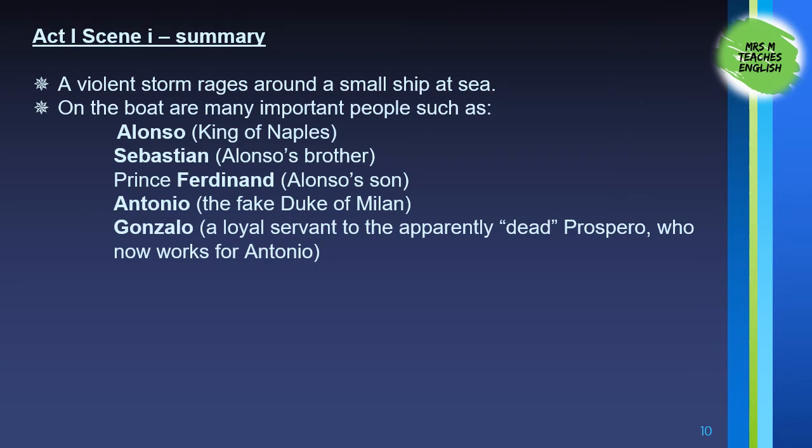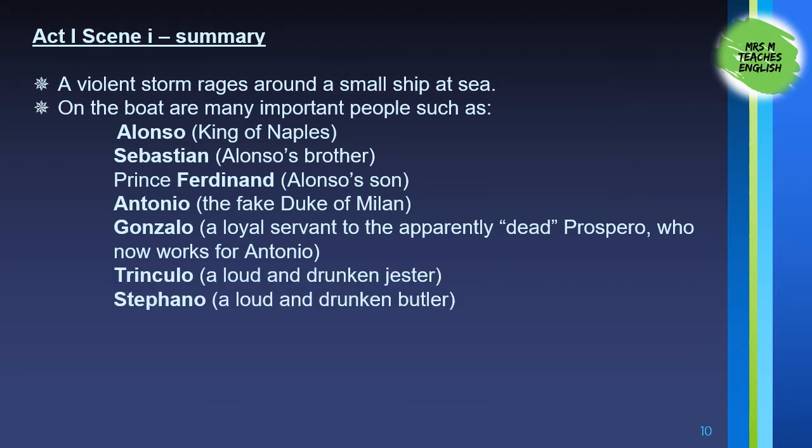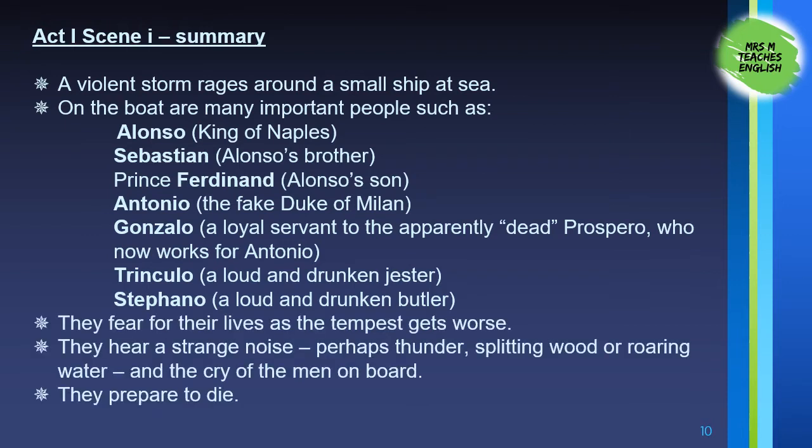Gonzalo, a loyal and wise servant who used to work for the original Duke of Milan, Prospero, but now he works for Prospero's brother, Antonio. The two comic characters, Trinculo and Stefano, who spend much of their time drunk and rowdy. And in spite of the best efforts of the crew, it appears that the ship is unable to be saved, and the scene ends with the audience imagining that a shipwreck will follow.